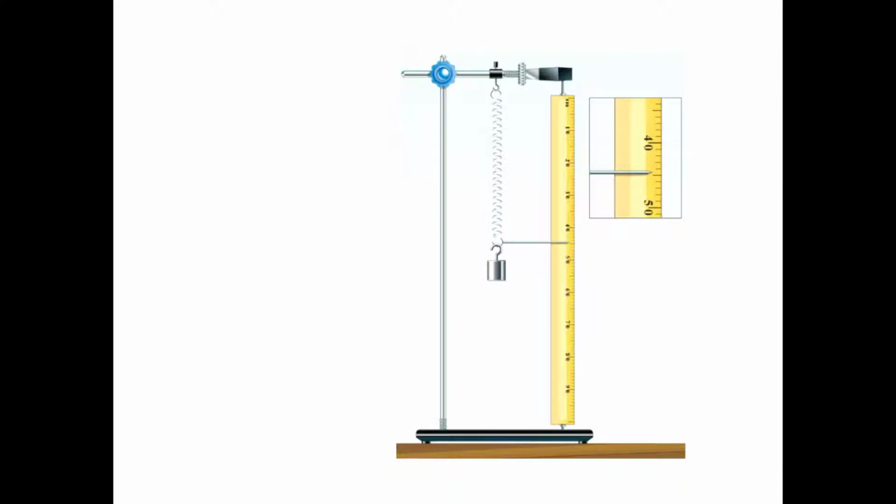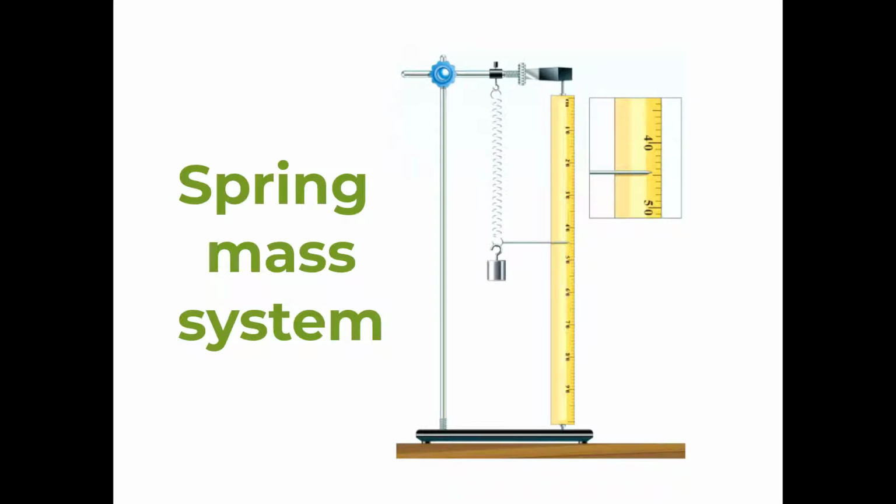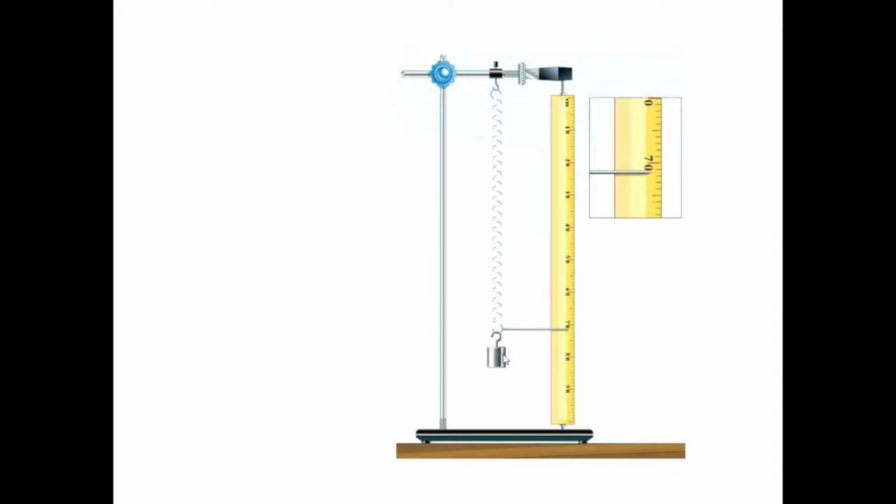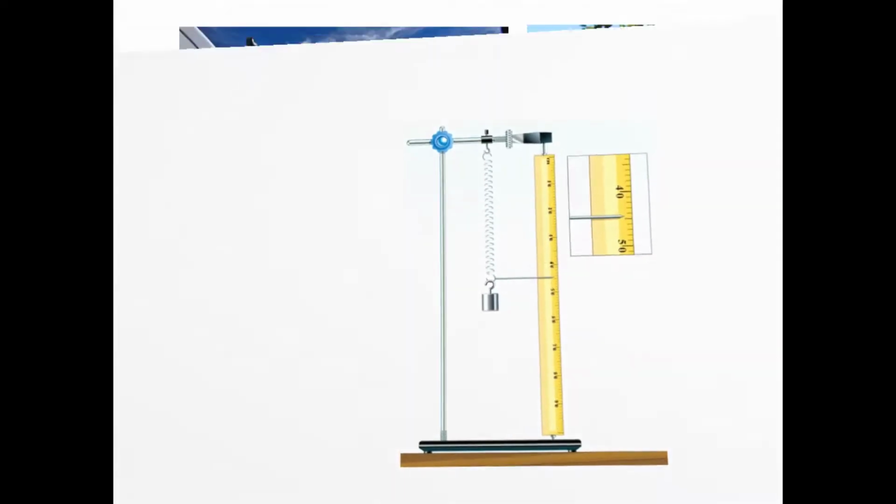The force constant for a spring can be determined using a spring mass system, such as the one shown here. An oscillating spring will eventually come to a stop. This is because of the force due to the acceleration of gravity, and the spring mass system can also be used to calculate this characteristic of gravity.